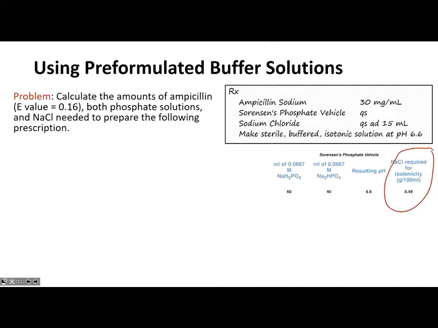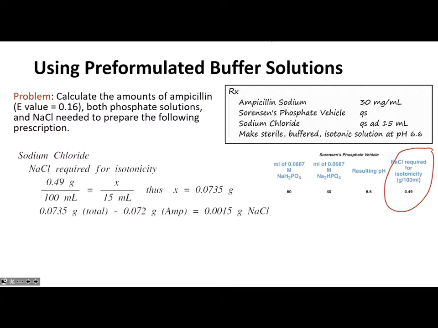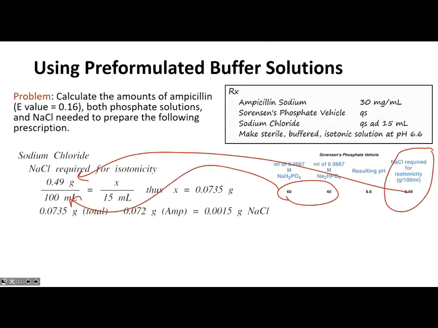Okay, so at the pH of 6.6, using 60 for the monobasic and 40 of the dibasic, you would still need 0.49 grams of sodium chloride to make what volume? 100 milliliters isotonic. So remember, 60 plus 40 is 100. At 100 mils, at that proportion, you still need to add 0.49. But I'm not making 100 mils, so the first thing let's do is proportion out. So again, if I need 0.49 for how many mils? 100, remember that's where that comes from. I need 0.49 out of 100.